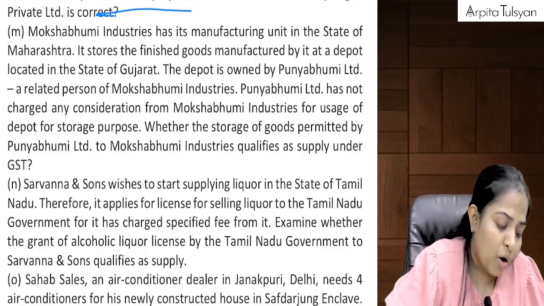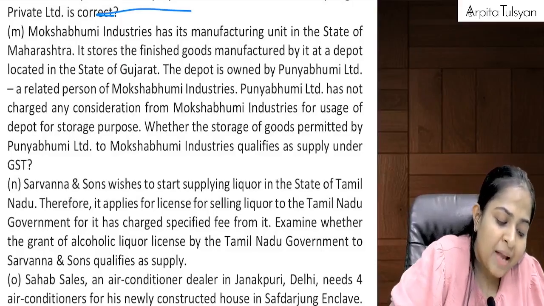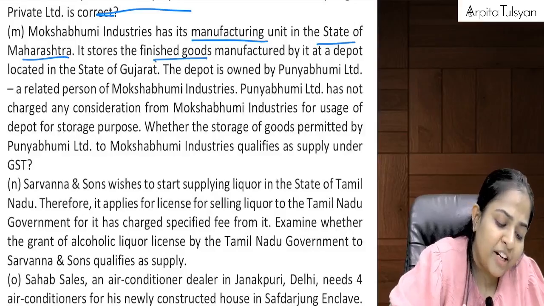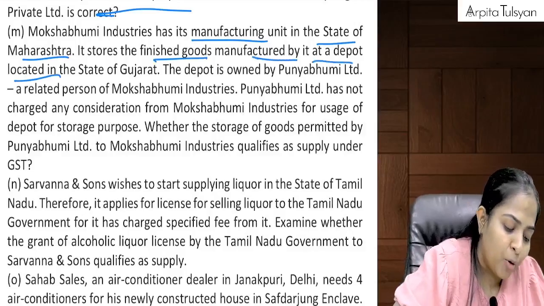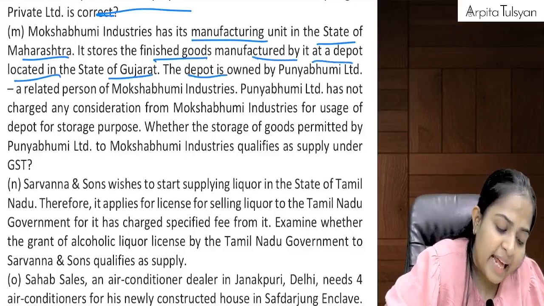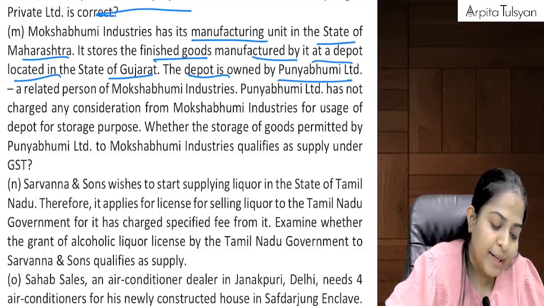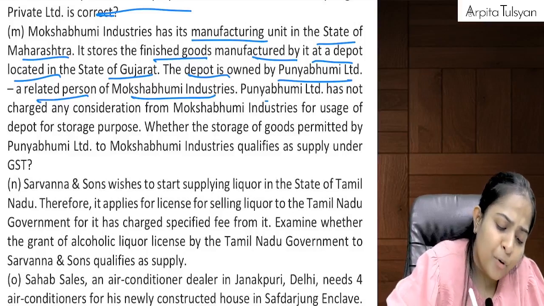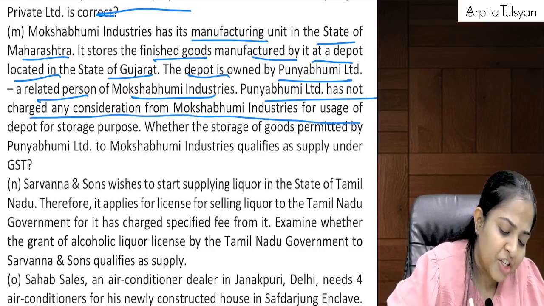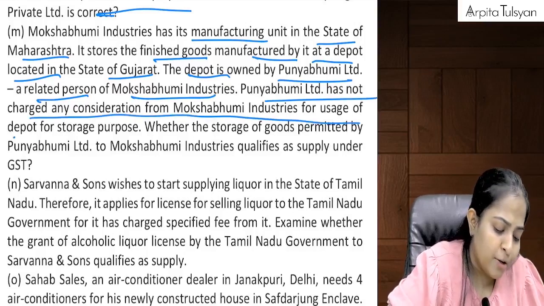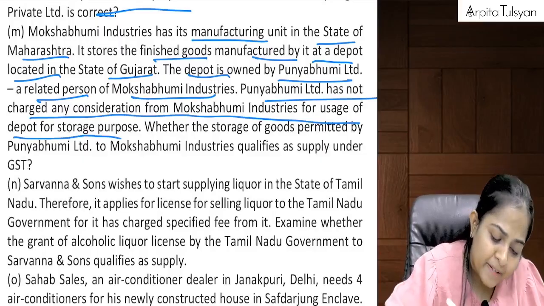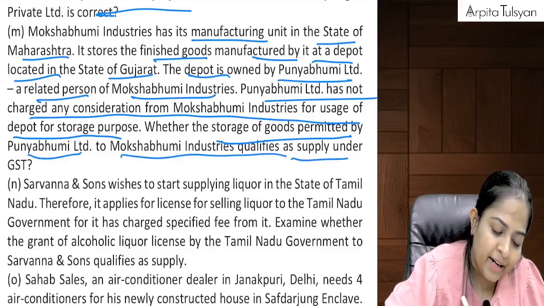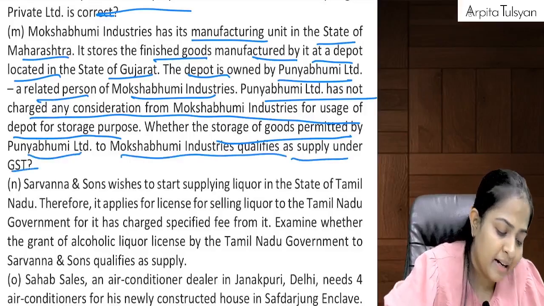Okay. Now, Moksha Bhumi Industries has its manufacturing unit in the state of Maharashtra. It stores the finished goods manufactured by it at a depot located in Gujarat. The depot is owned by Punya Bhumi Limited, a related person of Moksha Bhumi Enterprises. Punya Bhumi has not charged any consideration from Moksha Bhumi for usage of depot for storage purpose. Whether the storage of goods permitted by Punya Bhumi to Moksha Bhumi Industries qualifies as supply under GST.